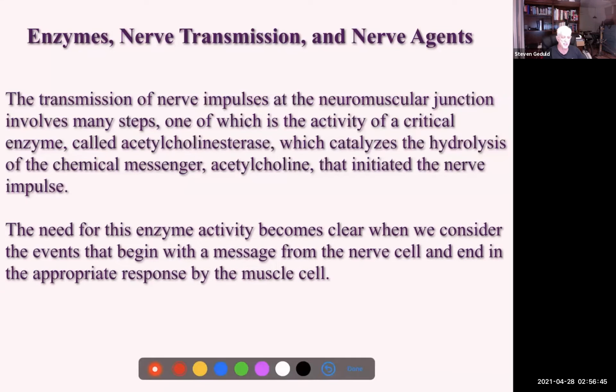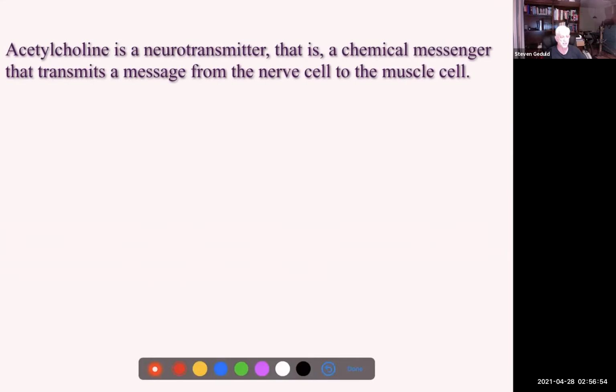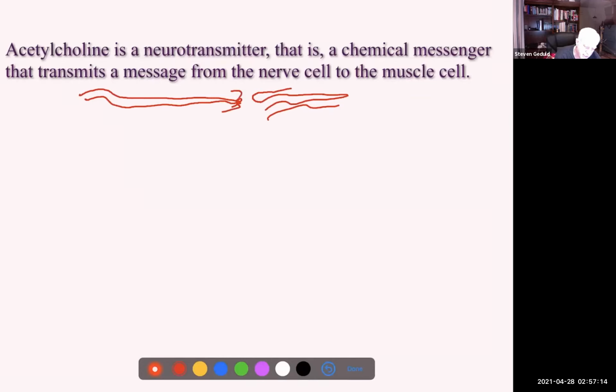Okay. The need for this enzyme activity becomes clear when we consider the events that begin with a message from the nerve cell and end in the appropriate response by the muscle cell. So acetylcholine, the neurotransmitter, is a chemical messenger. It transmits a message from the nerve cell to the muscle. So this is your nerve coming down, and it stops right here. And this is your muscle fibers. And this is the space between them. So this sends information across that gap to the muscle cell and makes your muscle cell contract. So basically the nerve comes down, acetylcholine is released, and the muscle contracts.